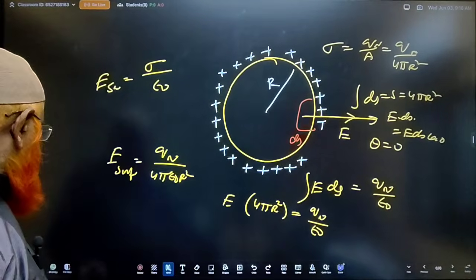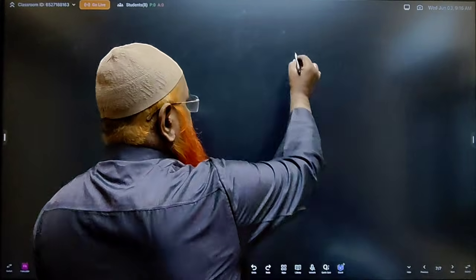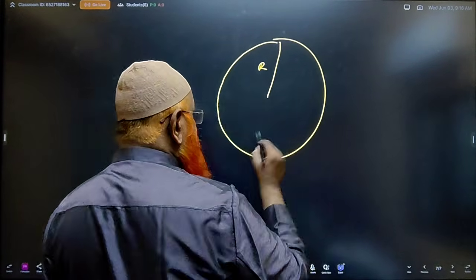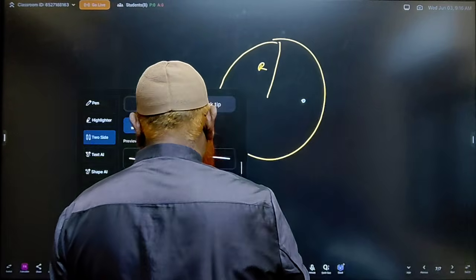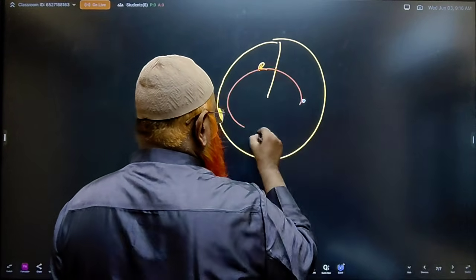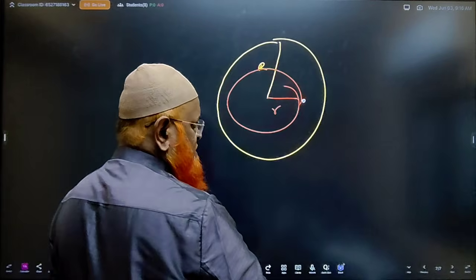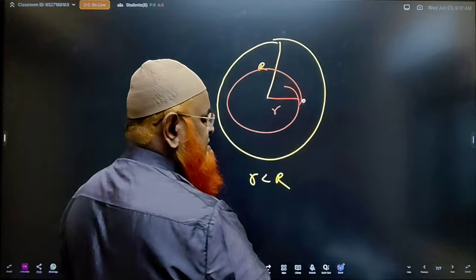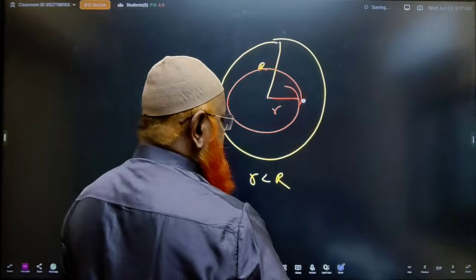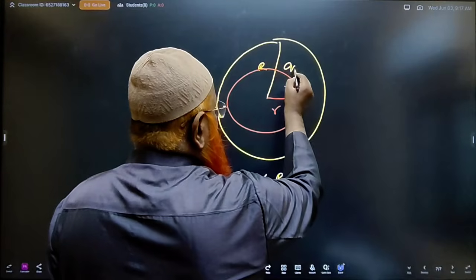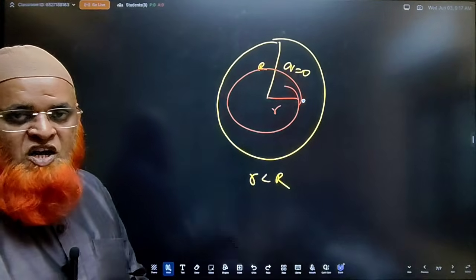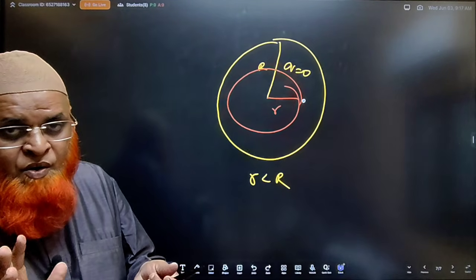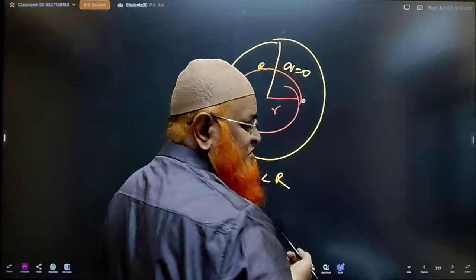Now let us see what is going to happen inside the sphere. If you are taking a sphere whose radius is capital R, and I want to find the electric field intensity at a point inside the sphere, then you have to imagine a Gaussian surface here whose radius is smaller, small r less than capital R. Inside, the charge is going to be 0. Charge resides only on the surface. Inside, the electric field intensity is 0.